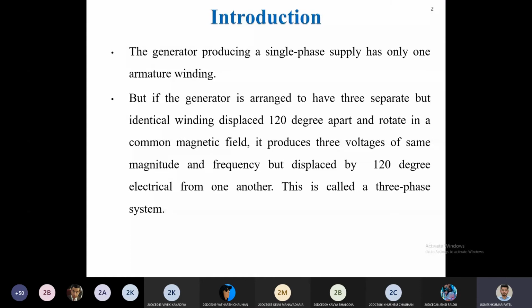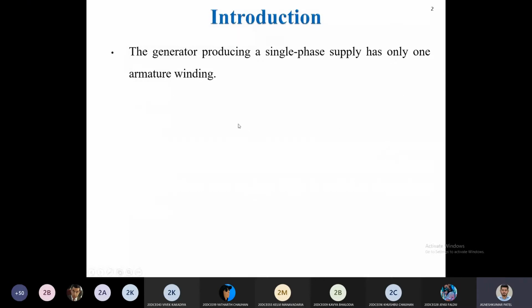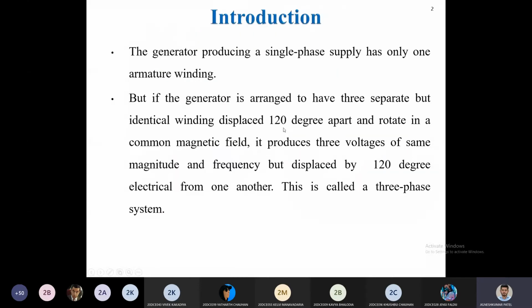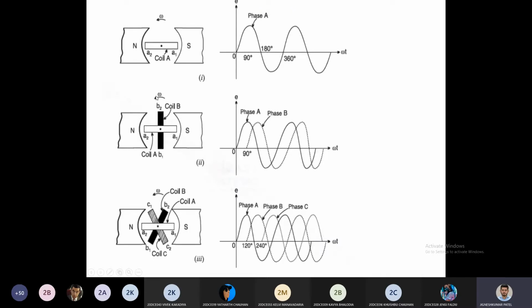But if the generator is arranged to have three separate but identical windings displaced 120 degrees apart and rotating in a common magnetic field, okay, so the angle is given now. The angle between any two coils is 120 degrees apart and rotated in a common magnetic field. The field is still the same. It produces three voltages of the same magnitude and frequency. The voltage magnitude and frequency will be the same, but the voltages would be displaced by 120 electrical degrees from one another. This is called a three-phase system. Okay. So see how it is done.